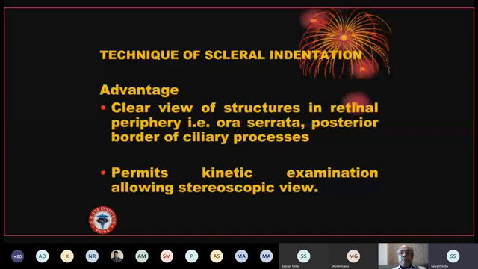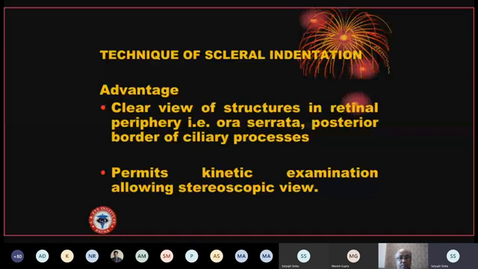And the advantage of it is a lot, because you can get a clear view of the structures in the retinal periphery, that is the ora serrata, the posterior border of the ciliary processes. It permits kinetic examination, allowing stereoscopic view. Okay, so how do we do it? The thimble is placed on the index finger. The blunt tip of the depressor is placed on the skin of the eyelid over the area of the sclera to be indented.